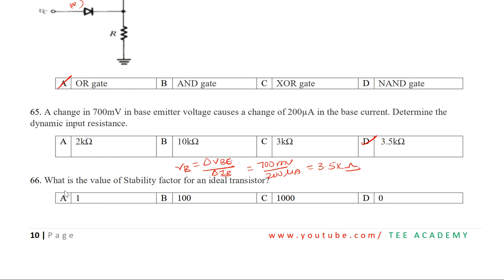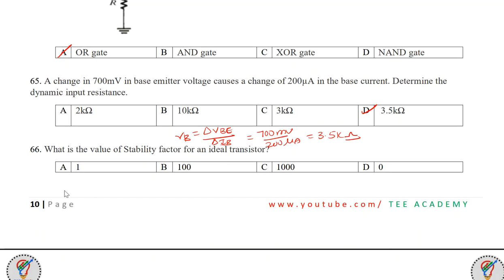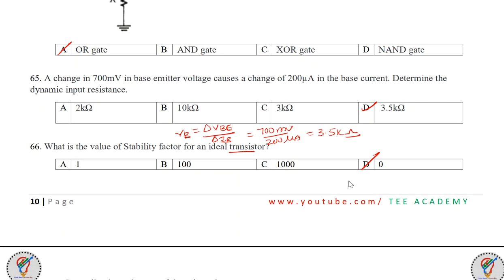Next one, it is from biasing. What is the value of the stability factor for an ideal transistor? The stability factor for an ideal transistor should ideally be 0. It should be as minimum as possible.